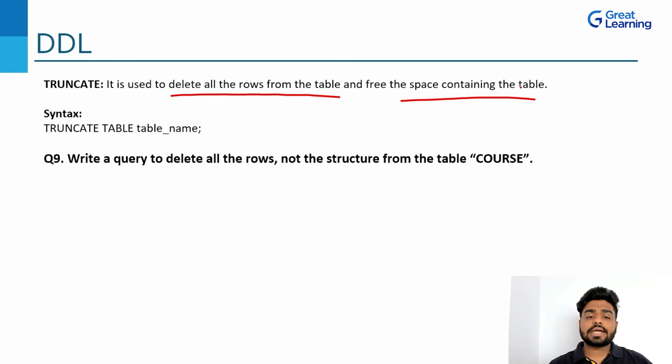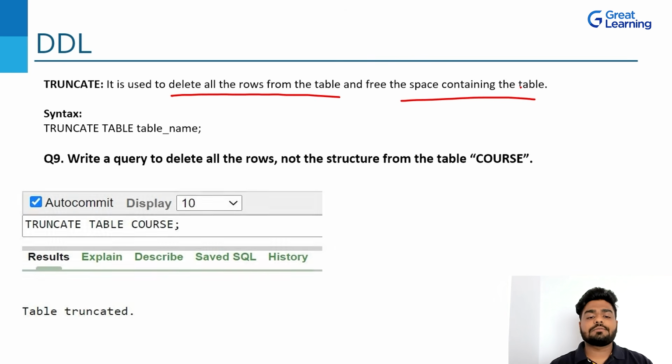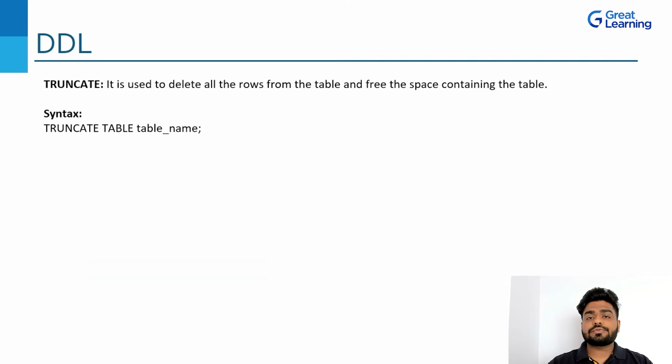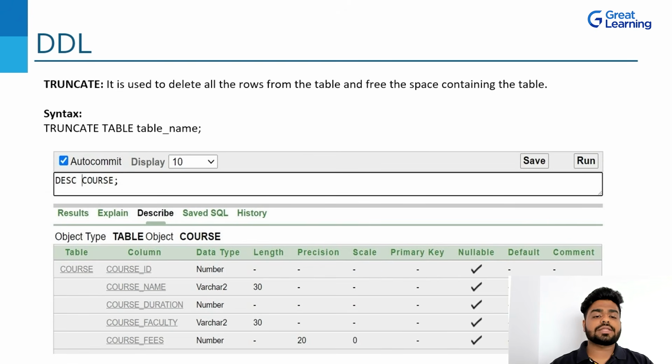So if I want to write a query to delete all the rows and not the structure, then we have to use TRUNCATE. So no data is found, but it is not saying the table doesn't exist. It is just saying that data is not there. Now, once I want to see the description of this particular table, what is happening? You can see here that when I'm truncating, it is not deleting the structure.